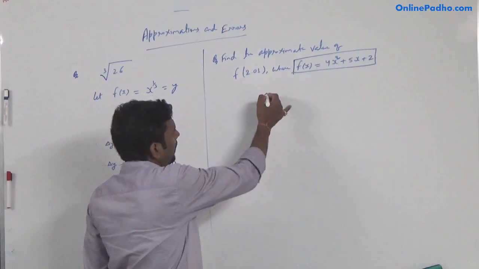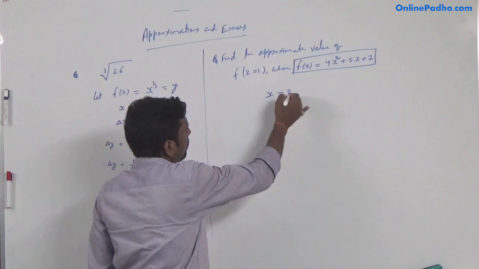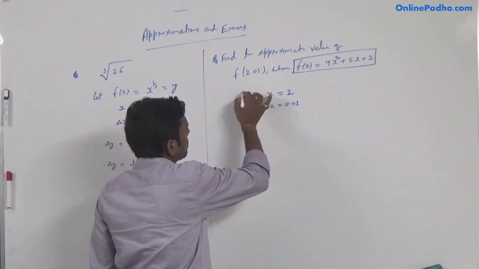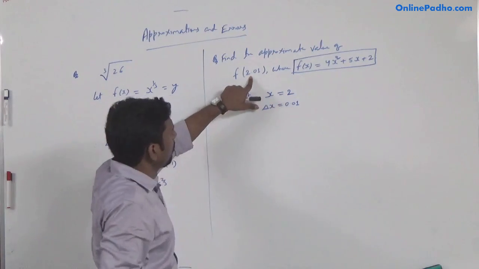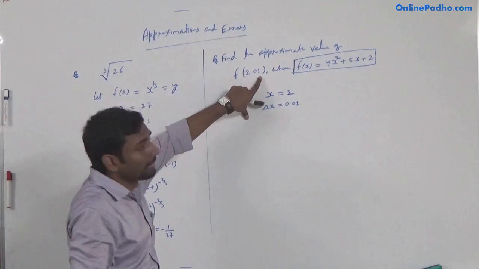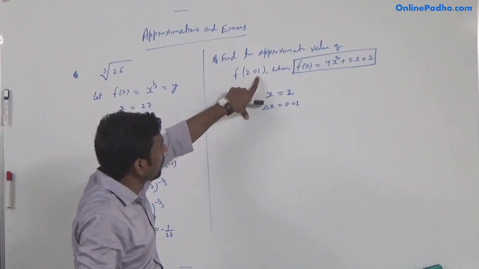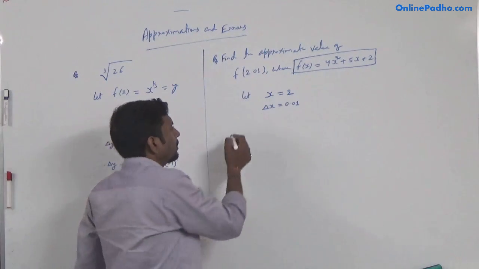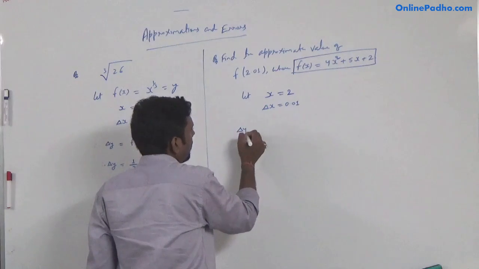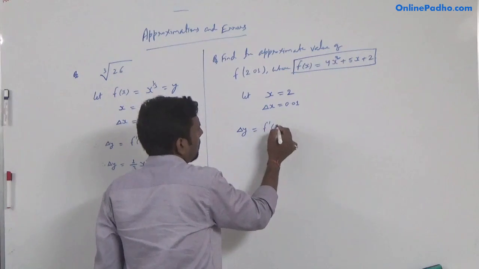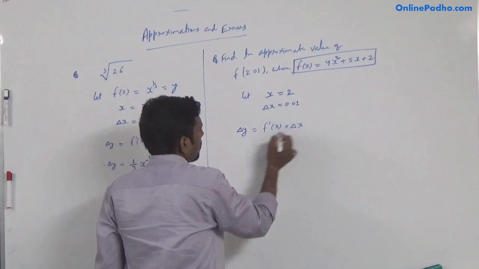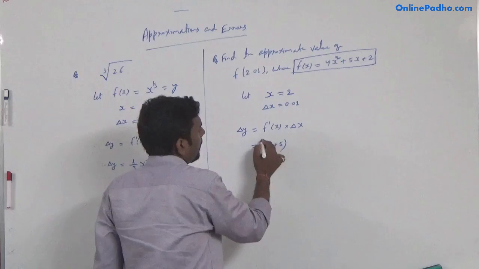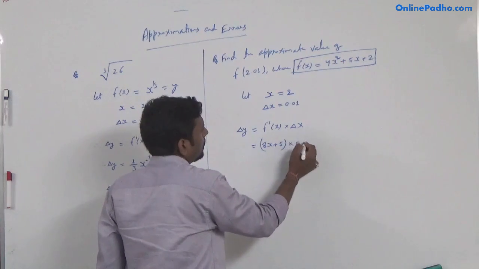And we have to find x and delta x. x equal to 2 and delta x equal to 0.01. For f(2.01), we can find x plus delta x, that is 2 plus 0.01. So these are the values of x and delta x. So we need to find the value of delta y, that is f dash x multiplied by delta x. So we can write it as 8x plus 5 multiplied by delta x, that is 0.01.